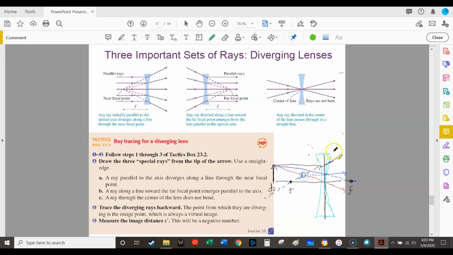Our image is going to be formed right here. And it looks like it's going to be upright. So this is the image distance, or also S prime. The object distance is just S. So the image distance, which is right here, this image looks like it's going to be upright, it's going to be virtual, and it's going to be smaller. Okay? Pretty cool.